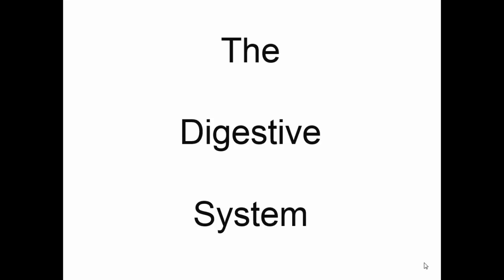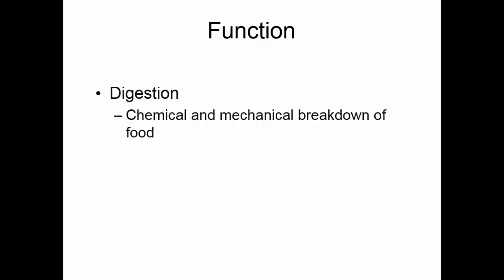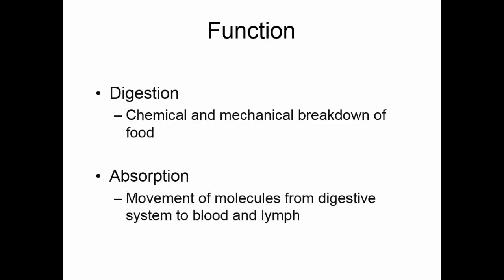The digestive system functions in the processing of nutrients. The function of the digestive system includes digestion, which is the chemical and mechanical breakdown of food, and then absorption, which is the movement of molecules from the digestive system to the blood and lymph.